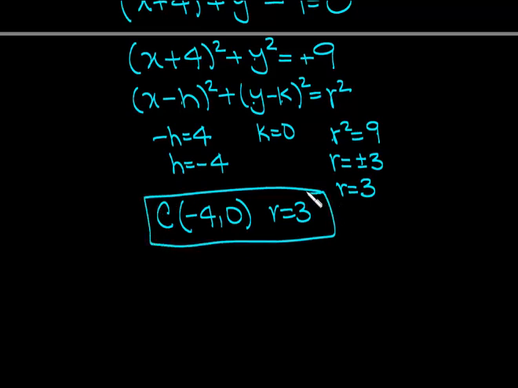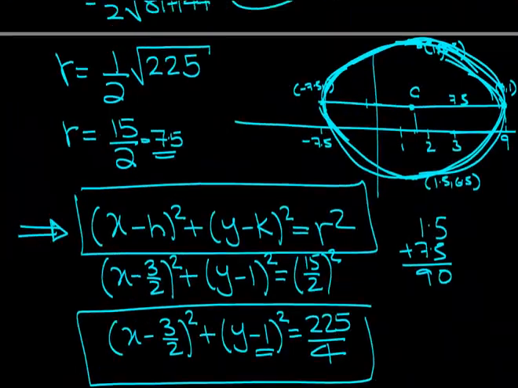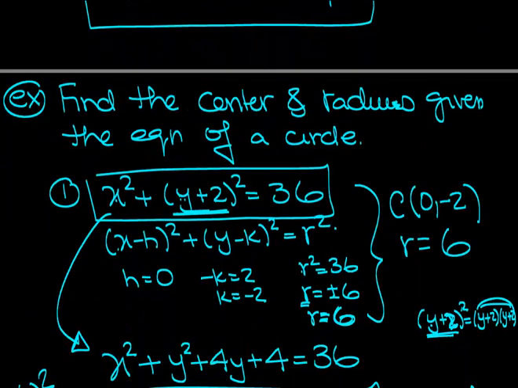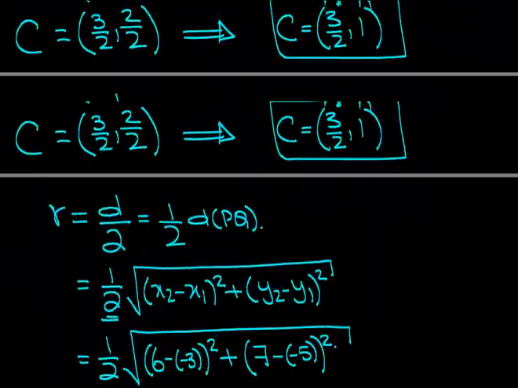So I'm hoping these examples have given you the idea of what the equation of a circle is, how to find the equation of a circle, and also how to find the center and the radius if you're given the equation of a circle. Okay, so those are the couple different types of problems.